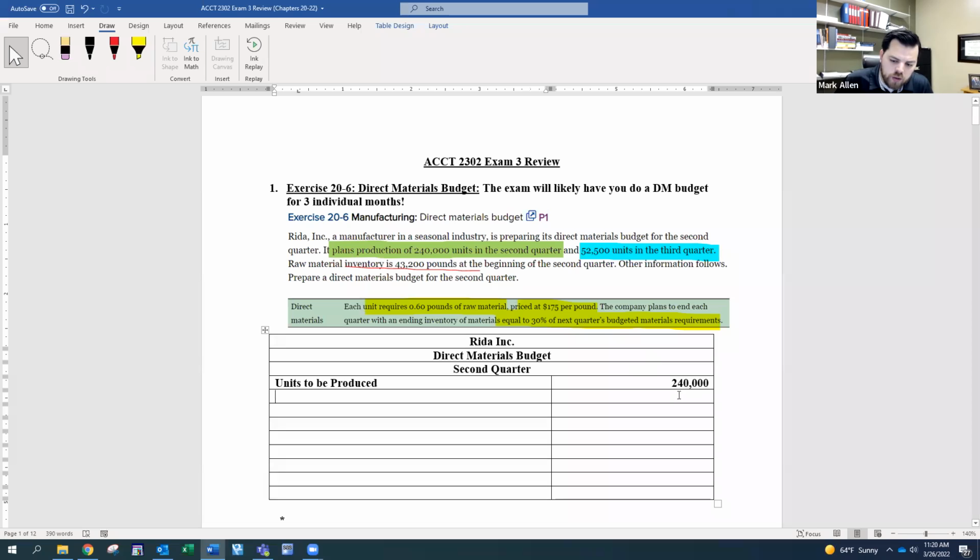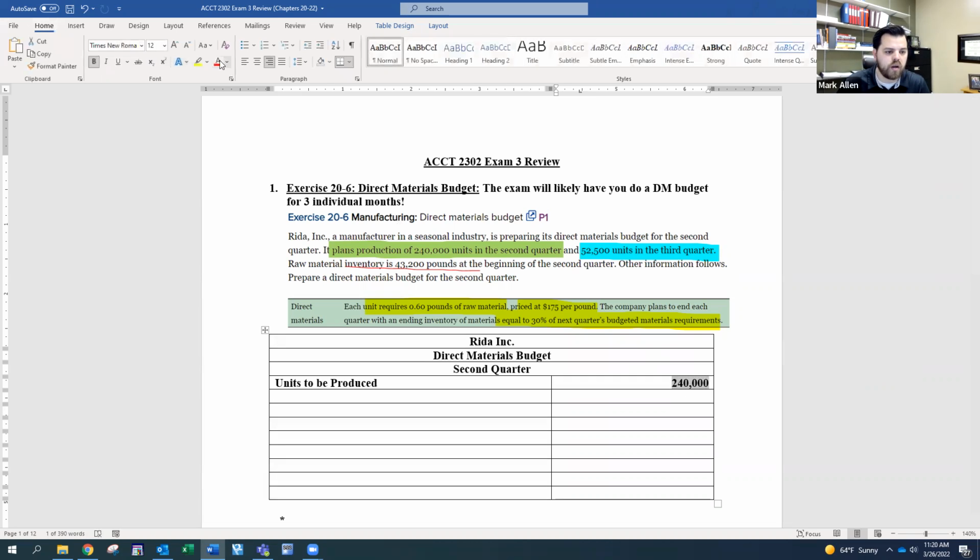So here we go. We've got our units to be produced. Of course, that's what we started with. That was just the green information that we've got up top. So that just ties to right here, right? That's where we're getting that from. Now, what we now need is our materials requirement per unit. And in this case, we need 0.6 pounds per unit. So that's what we need. Of course, remember, this is in units. So we've got 240,000 units times 0.6 pounds per unit.